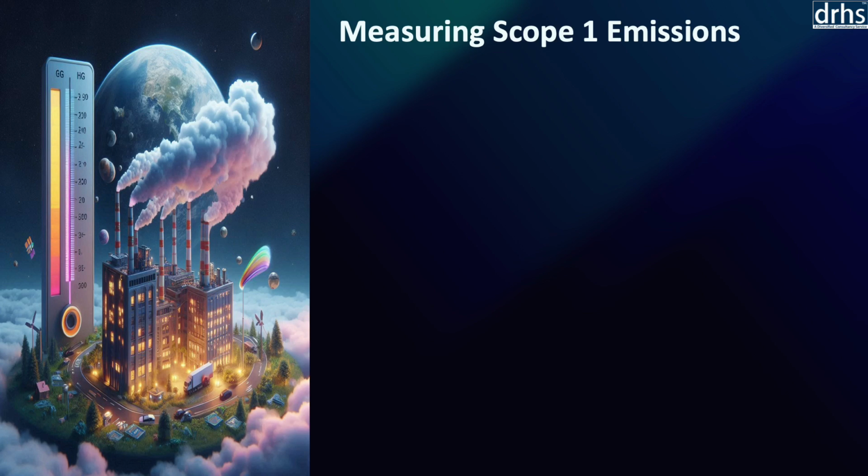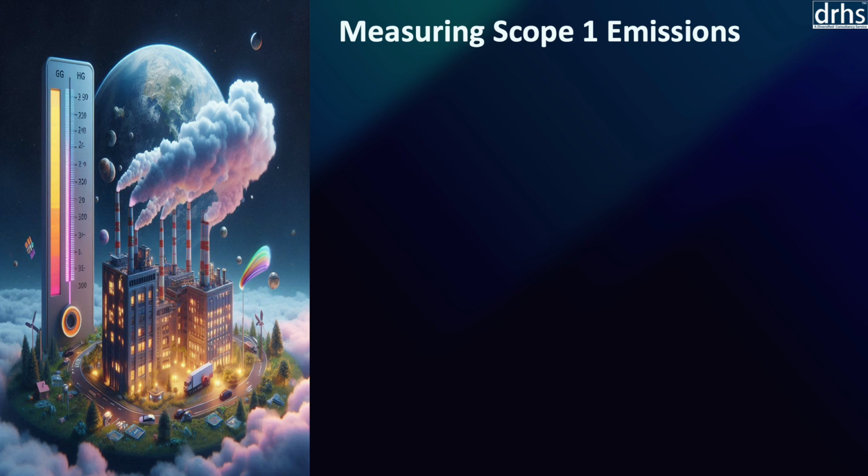Now we shall discuss how Scope 1 emission should be measured. Scope 1 emission, which are direct greenhouse gas emission from source owned or controlled by an organization, can be measured using various approaches. Each offers different level of accuracy and feasibility depending on the specific operational context.